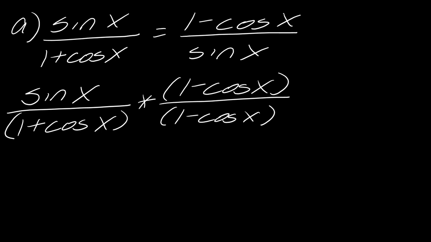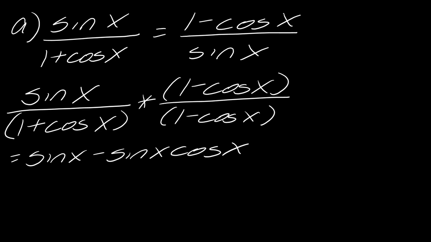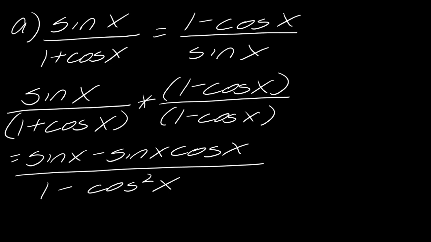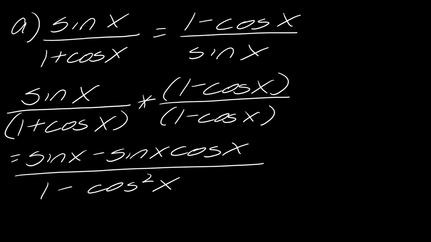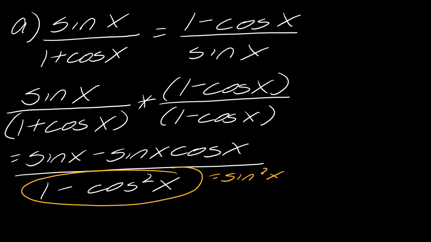Okay, so let's work this out. So this becomes sine of x minus sine x cosine x. And then in the denominator, I get 1 minus cosine squared x. And now I notice that 1 minus cosine squared x is really one of the Pythagorean identities in disguise. So 1 minus cosine squared x, you can get to sine squared x. So we can manipulate that identity to get that. That's a very key thing that you want to notice. So this part here equals sine squared x.